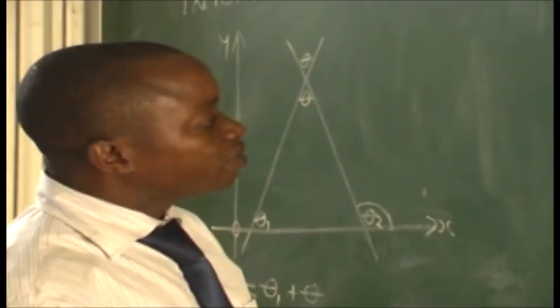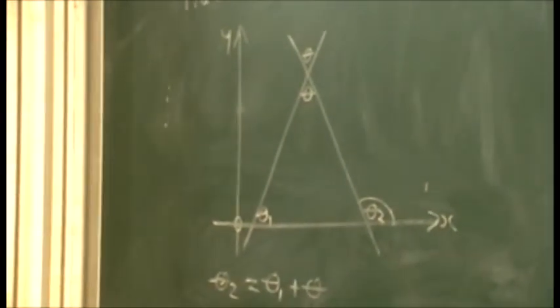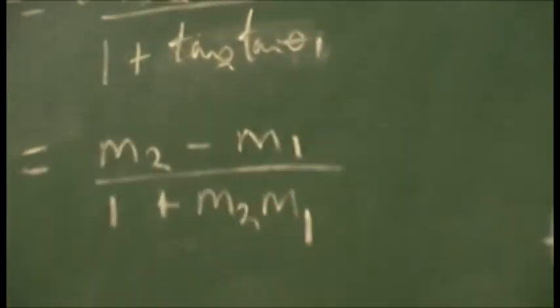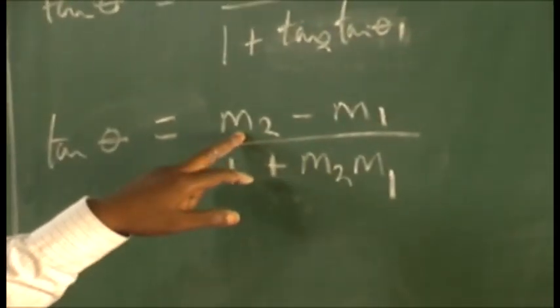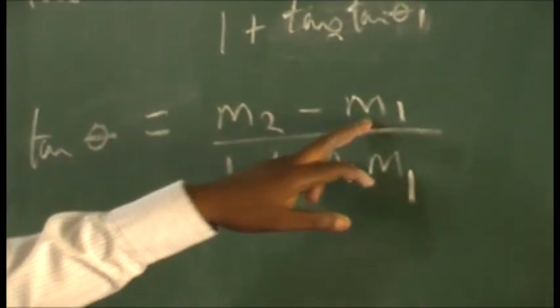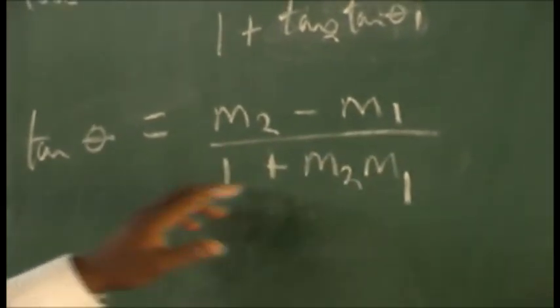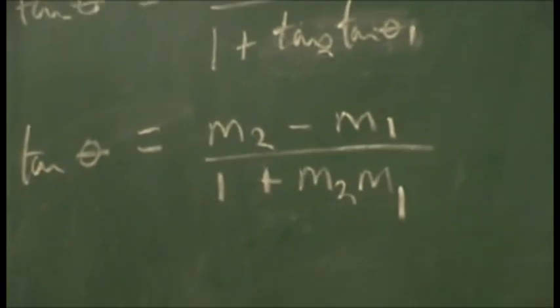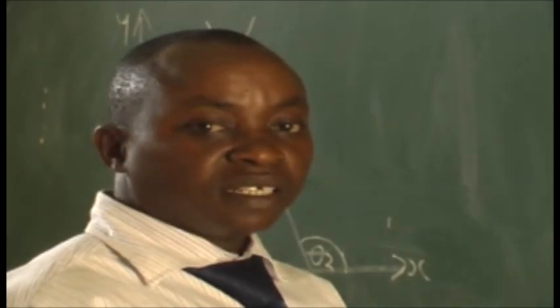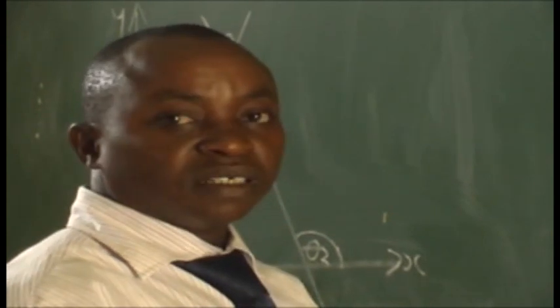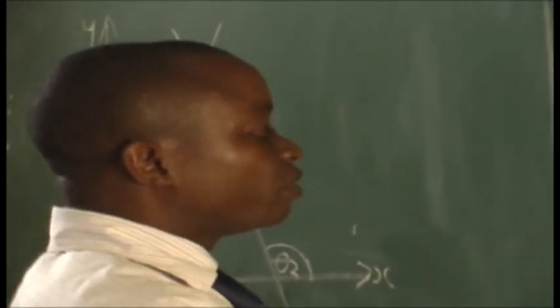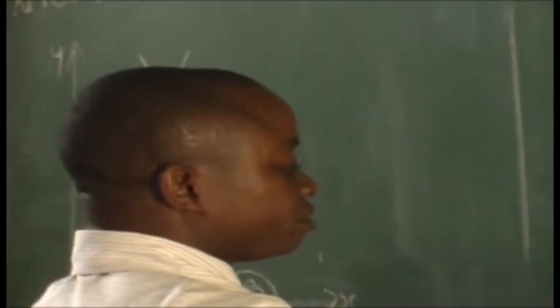And apart from that, we also know that m2 is the gradient of a line, call that line 2, and m1 another gradient. So if we join it together, we get θ. Now we look at these lines: if they are parallel and if they are perpendicular, what will happen? Let's look at number 1. We call it the condition for parallel lines.